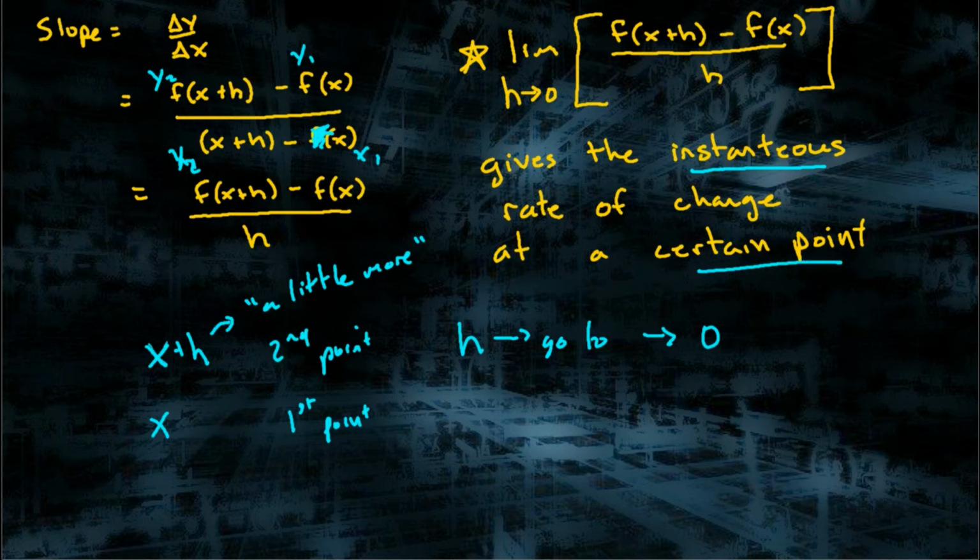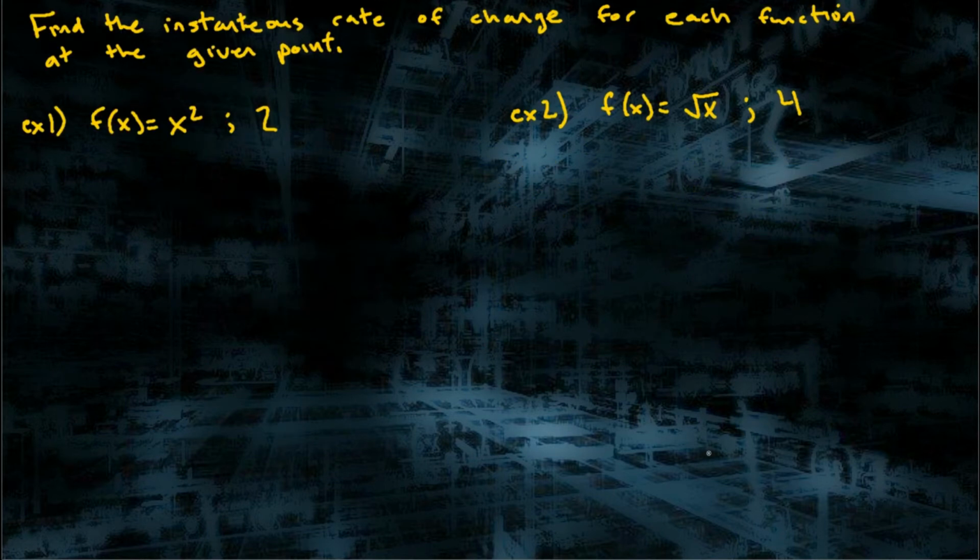So let's go ahead and do a couple of examples and see how this will work out. So the directions say find the instantaneous rate of change for each function at the given point. So here's my function, x squared, and I want it at 2. So the first thing I'm going to do is say, well, what is f of 2? And that's going to be 2 squared, so that's going to be 4. So this is my y. So now I'm going to set up this limit.